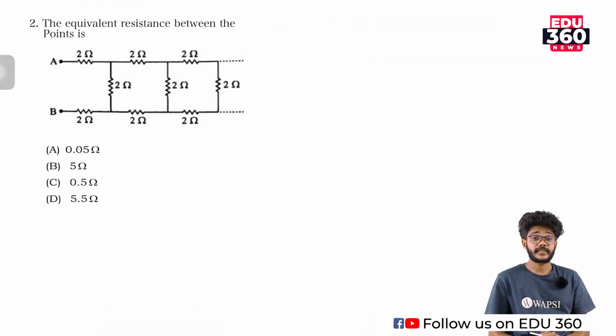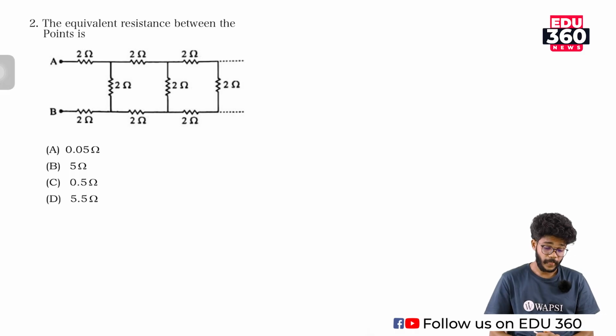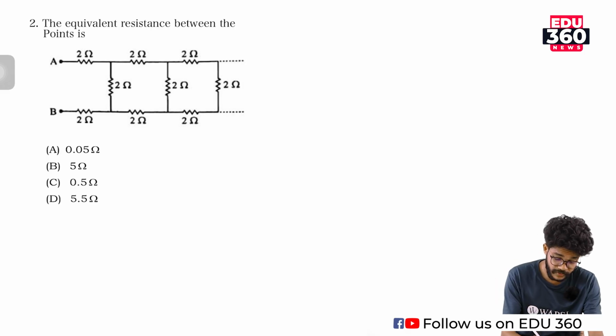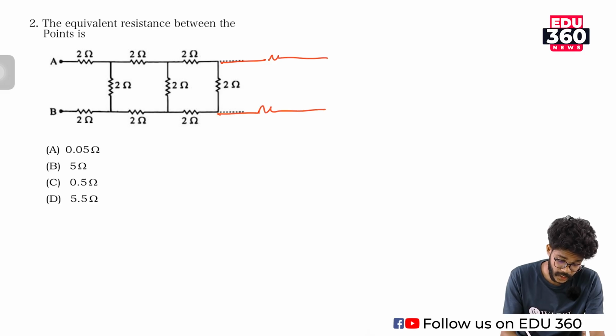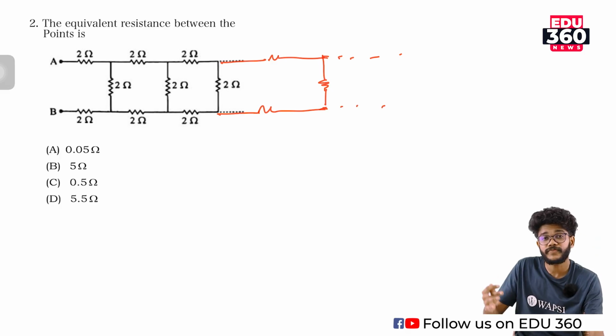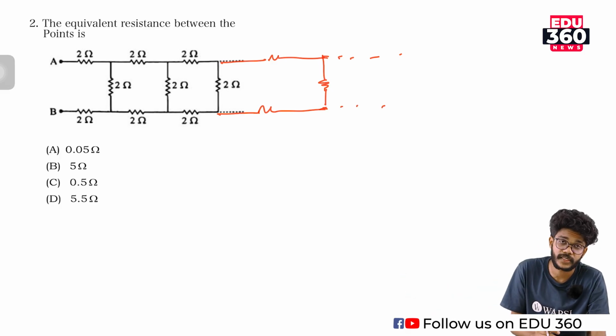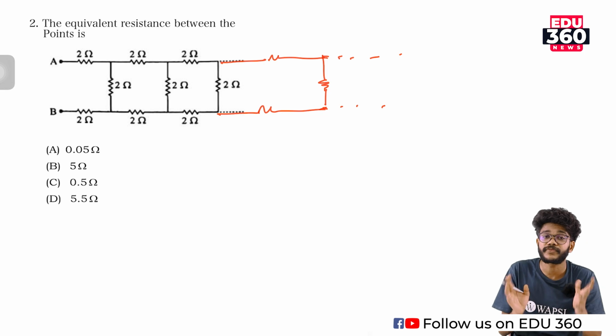Find the equivalent resistance in the given figure. See, this is an infinite series. It is not ending by any kind of resistors. We can draw the extended version: a 2 ohm and a parallel 2 ohm, connected infinite times. We need to calculate the effective resistance.